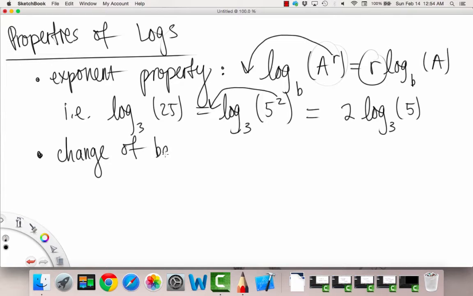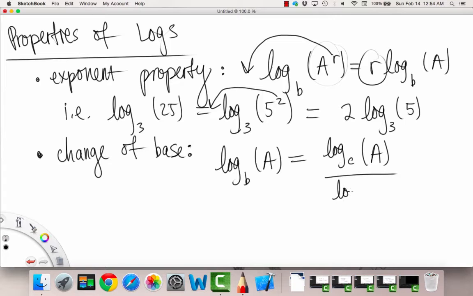Change of base, it's called, okay? And this one is the following. If we were to have log base b of a, we could always rewrite this as log base c, and c can be anything you want it to be, of a over log base c of b, okay?